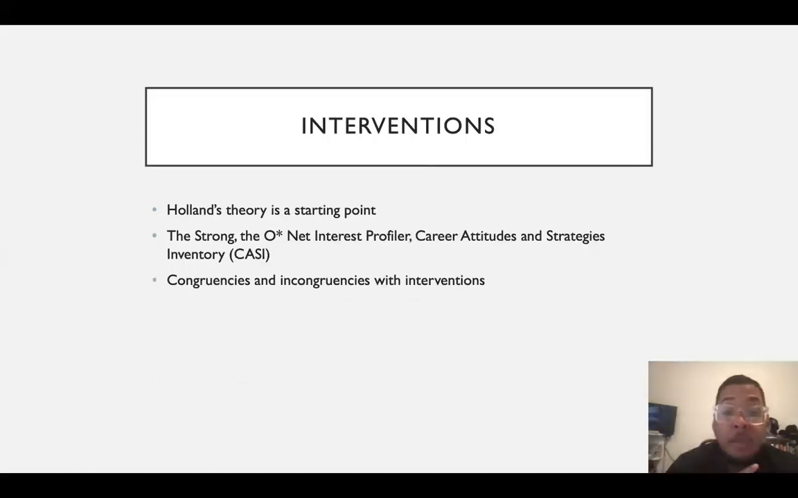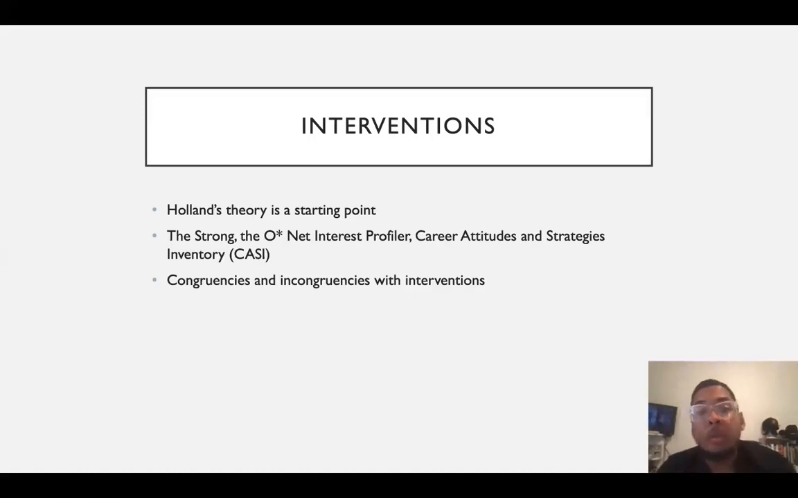Alrighty, and so to wrap things up, intervention wise, I view Holland's theory as a starting point. As we have seen in research, it's been shown to be a good indicator of positive outcomes for job and employment. From Holland's theory, you can identify those interests and those ideal work activities and environments, and so it's a starting point.